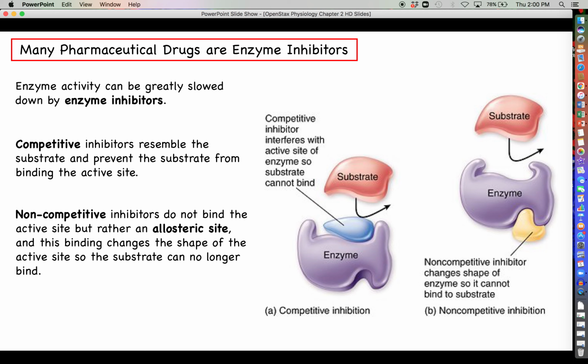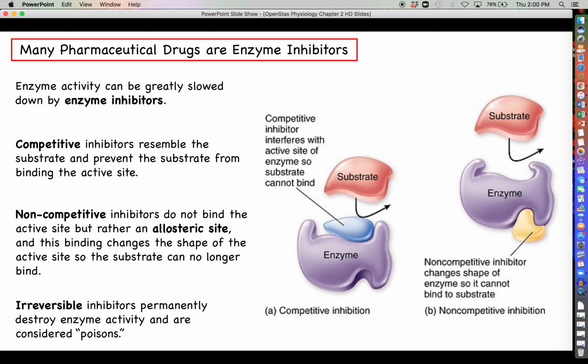Non-competitive inhibitors do not engage the active site, but rather a different site on the enzyme, which is called an allosteric site. When the non-competitive inhibitor binds, this will actually change the way the enzyme folds, and the active site is not going to look the same anymore, and the substrate will not be able to bind. So those are the two major types of what we would call reversible inhibitors, where the inhibitor can be washed away and you can restore enzyme activity. Irreversible inhibitors actually permanently destroy the enzyme activity and are sometimes considered poison.